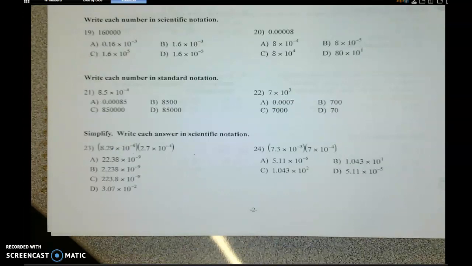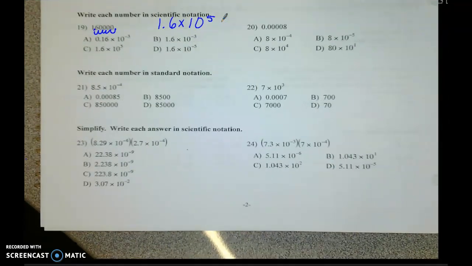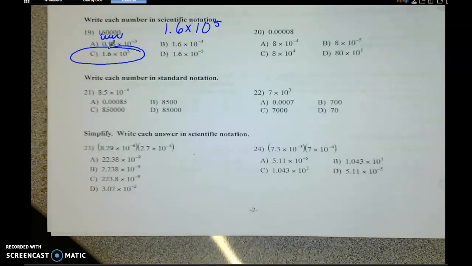Okay, looking at the bottom half, scientific notations. So changing it from standard form to scientific notation. So number 19, we have a really big number. Our decimal is starting here. We need to move our decimal over to get our coefficient to be between 1 and 10. So that's going to give me a coefficient of 1.6. Now, how many places did we have to move it? We had to move it 1, 2, 3, 4, 5. We had to move it 5 times, so that gives us 10 to the 5th power. Has to be positive because it is a big number.